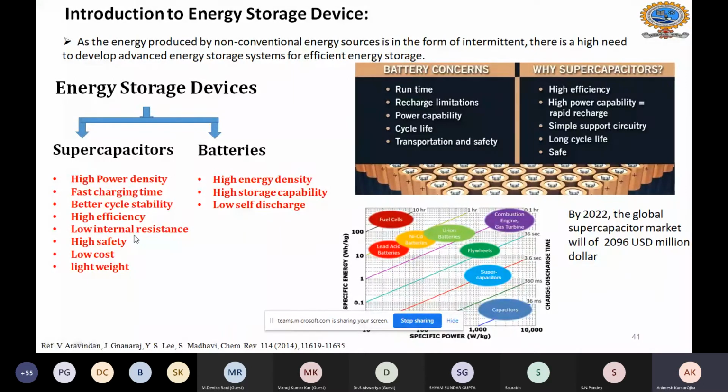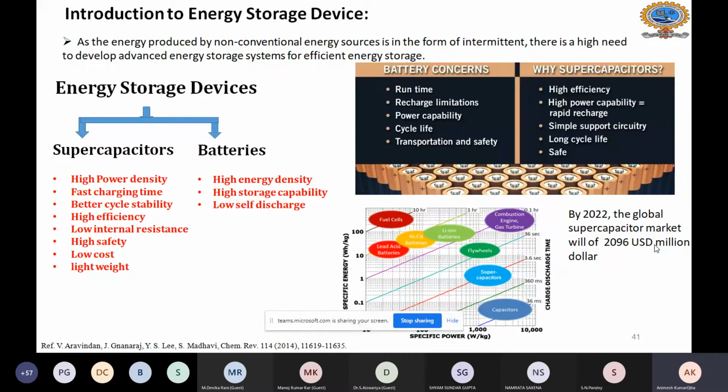I'm just going to tell you how this supercapacitor topic is important for research nowadays, because you see here, by the year 2022 the global supercapacitor market will be 2096 USD. So a lot of money is going to be put into the development of the supercapacitor, an efficient supercapacitor which one can use as an energy storage device.